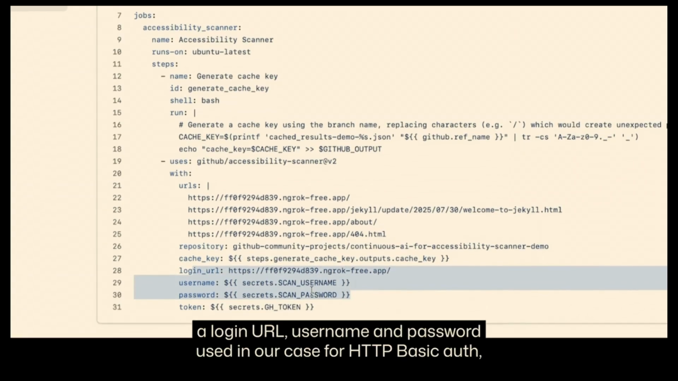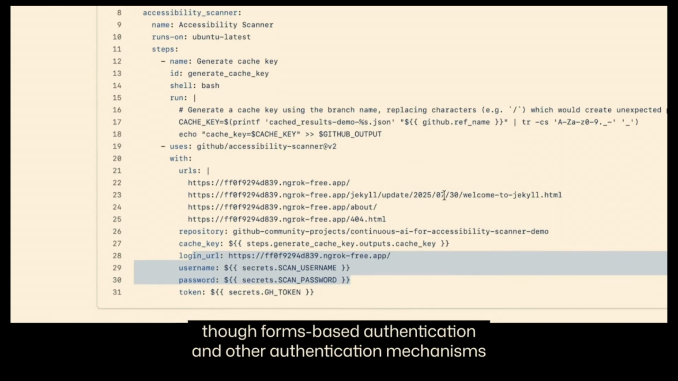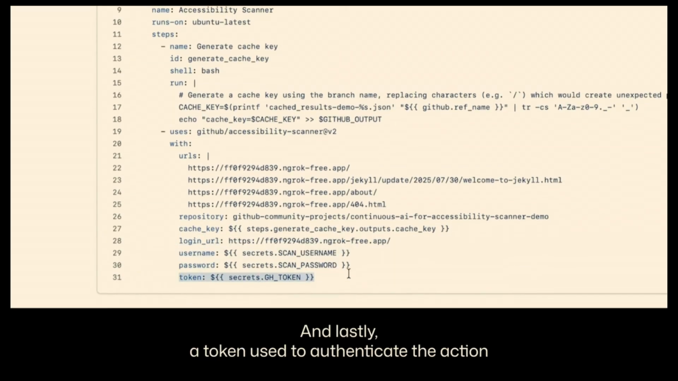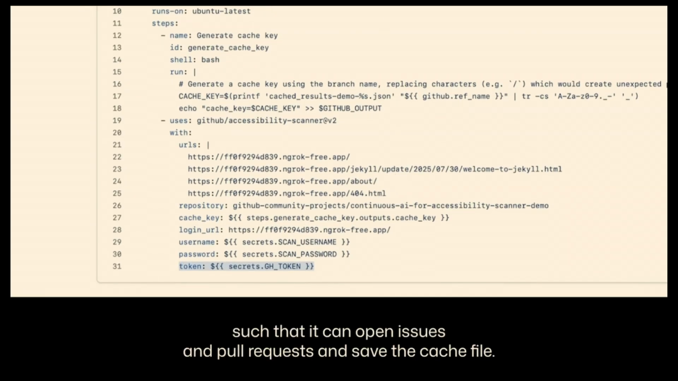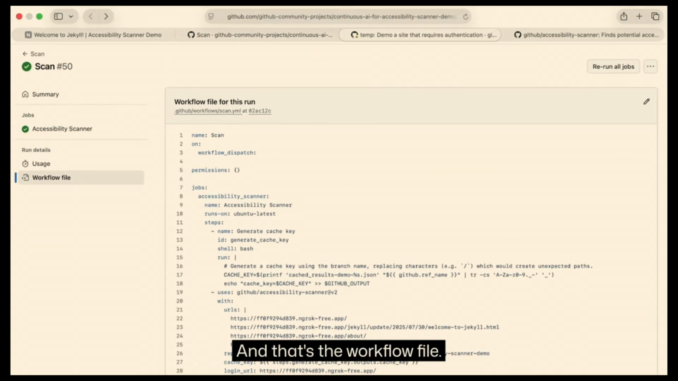a login URL, username, and password, used in our case for HTTP basic auth, though forms-based authentication and other authentication mechanisms are also supported, and lastly a token, used to authenticate the action such that it can open issues and pull requests and save the cache file. And that's the workflow file.